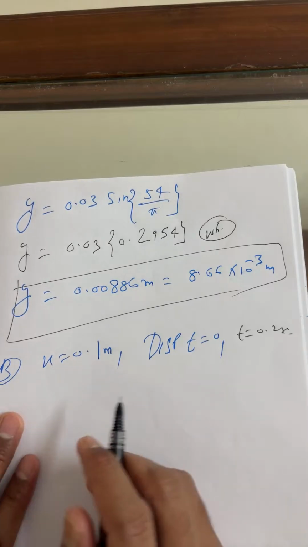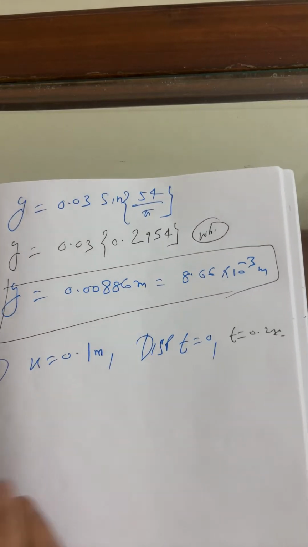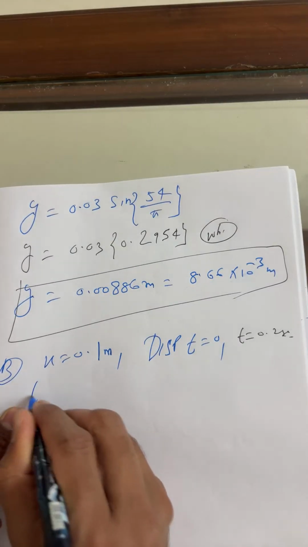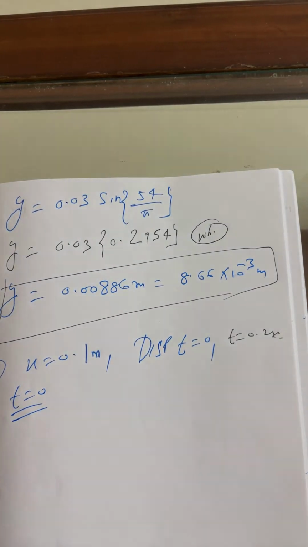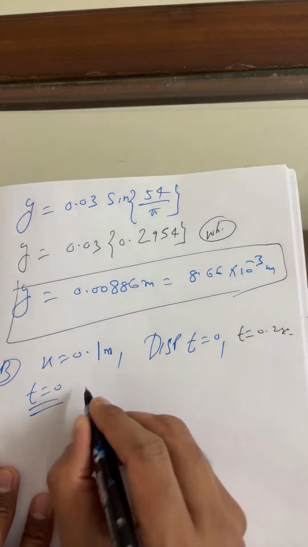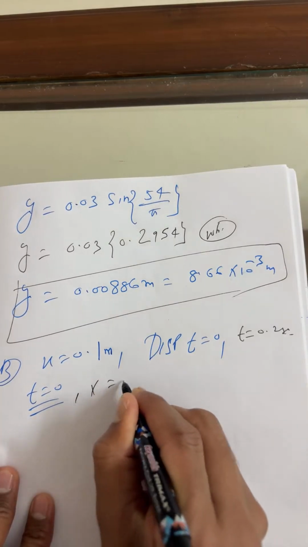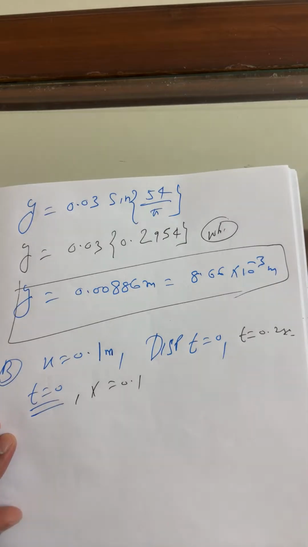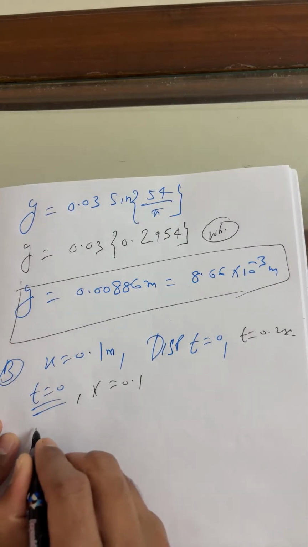So now I'm going to take part number B. Part number B: T is equal to 0, T is equal to 0, and X is 0.1. T is 0 and X we can say 0.1. This equation we can use. Now I'm going to use the equation first.